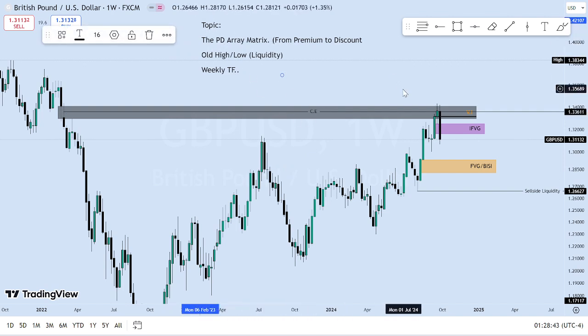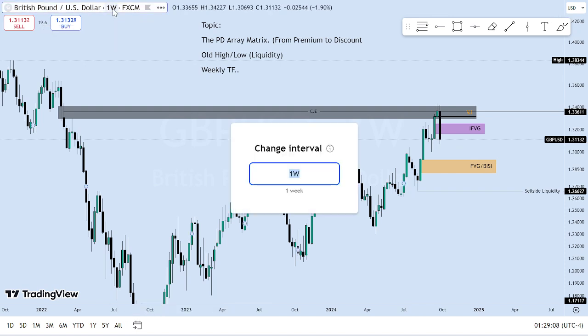PDAR matrix. PDAR, that's premium discount areas matrix. Premium discount: premium above price, discount below price. So we trade from premium to discount or discount to premium. So you have it in mind. Okay, yeah, go down to daily.